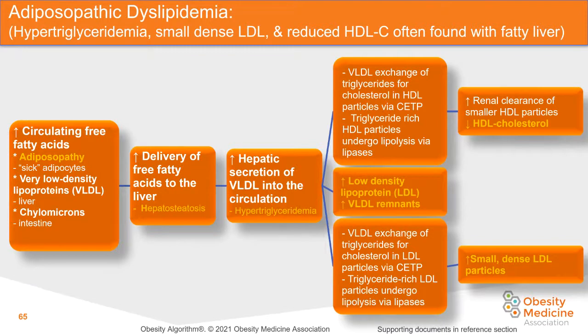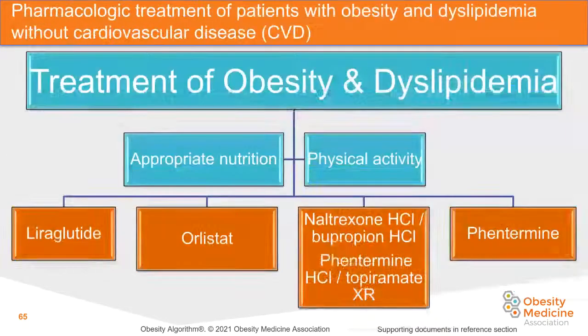You end up with the adiposopathy. Adiposopathy, fatty liver, hypertriglyceridemia, low HDL particles, because those small dense HDL particles get excreted by the kidney. And then you get the small dense LDL particles, because when you get that exchange of triglycerides with cholesterol in your LDL particles, those LDL particles become smaller and potentially more atherogenic, okay?